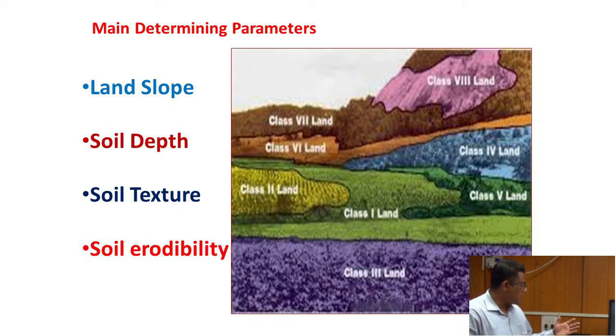These are the classes which are not suitable for agriculture: class 5, class 6, class 7 and class 8. Class 5 is a very typical case. Class 5 could be at a middle reach or lower middle reach. It could have lesser slope, good soil depth, very good texture, but still it is rendered useless because of one of the following reasons.